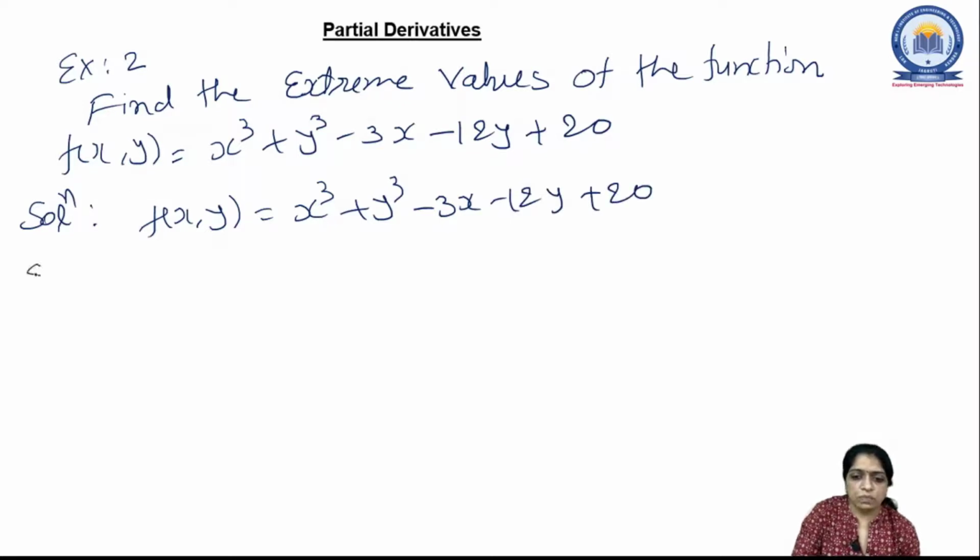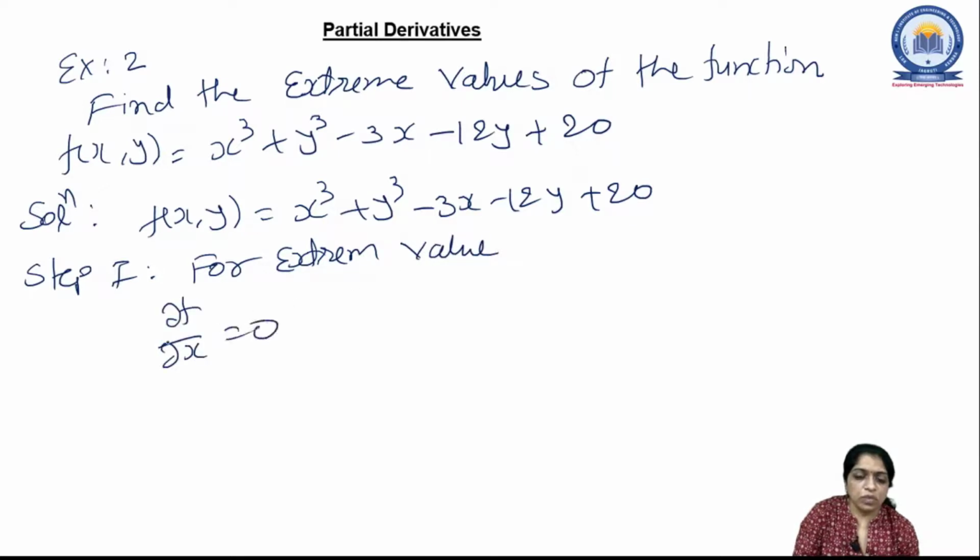So as per the rule, our step 1 is for extreme values, that is del f by del x is equal to 0. So the derivative of f with respect to x equal to 0, that is here 3x square minus 3 equal to 0. So if I take 3 common, x square minus 1 equal to 0. So the value of x is plus or minus 1.